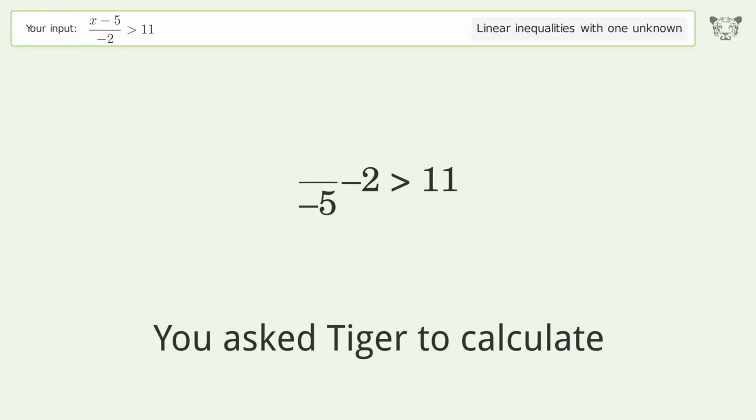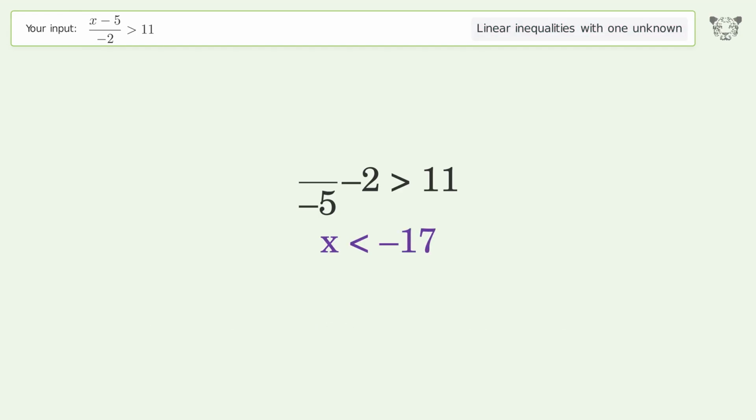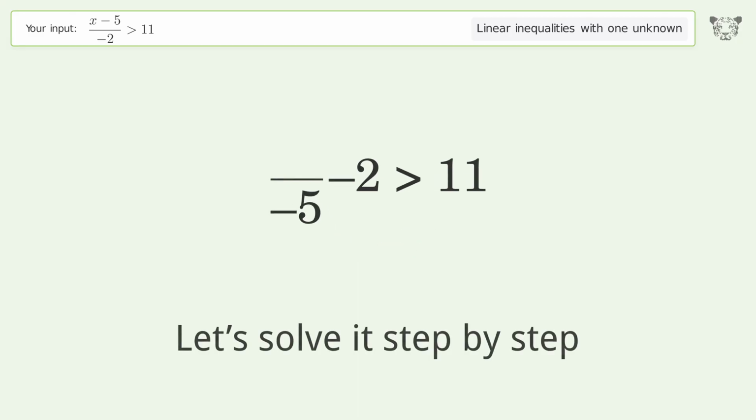You ask Tiger to calculate. This deals with linear inequalities with one unknown. The final result is x smaller than -17. Let's solve it step by step.